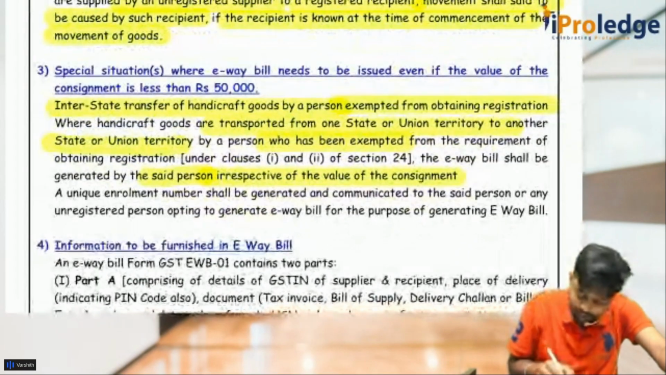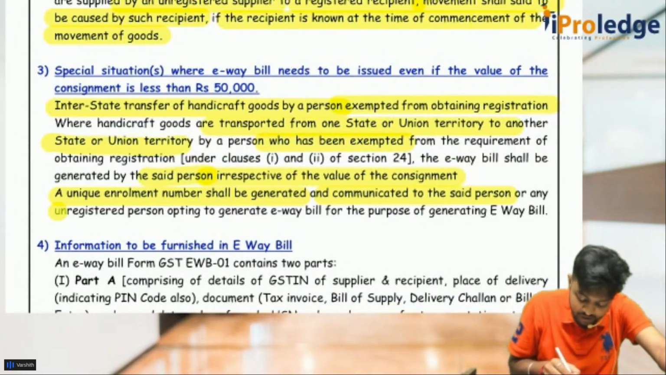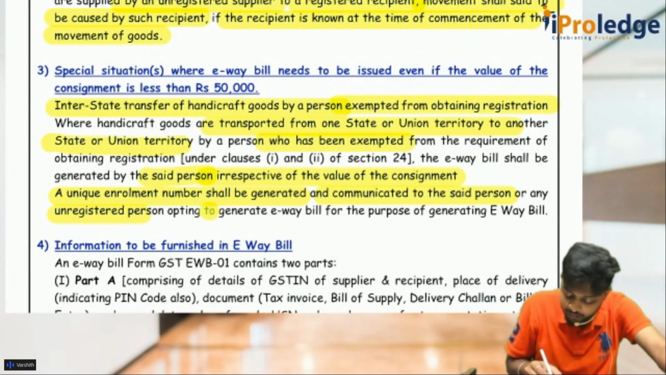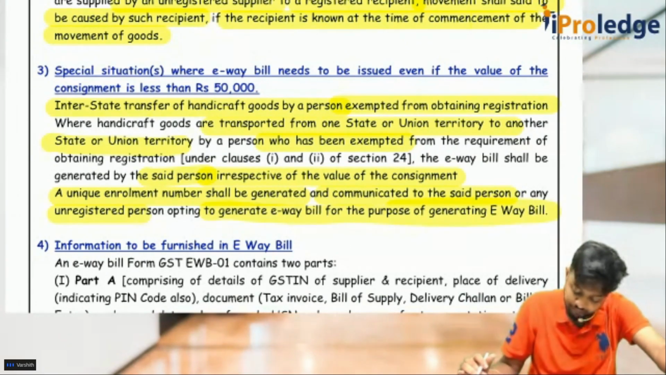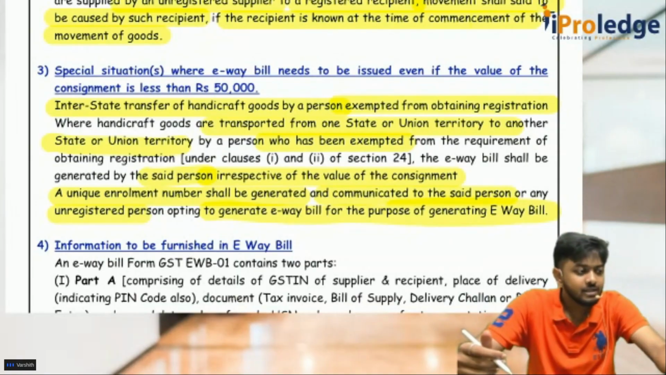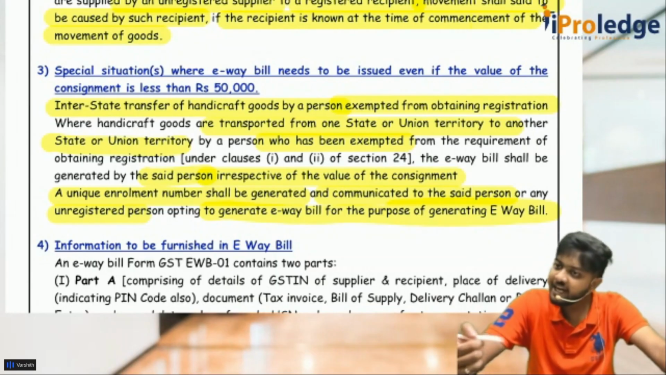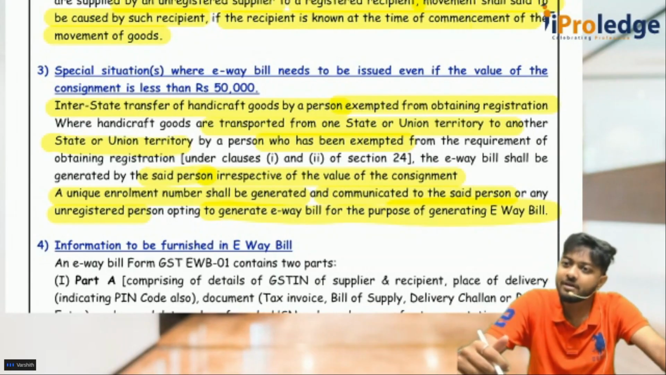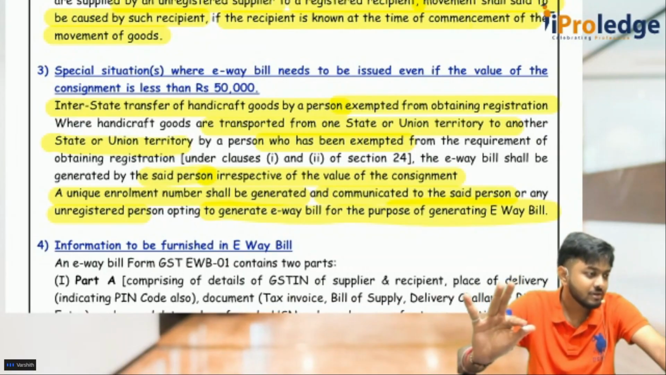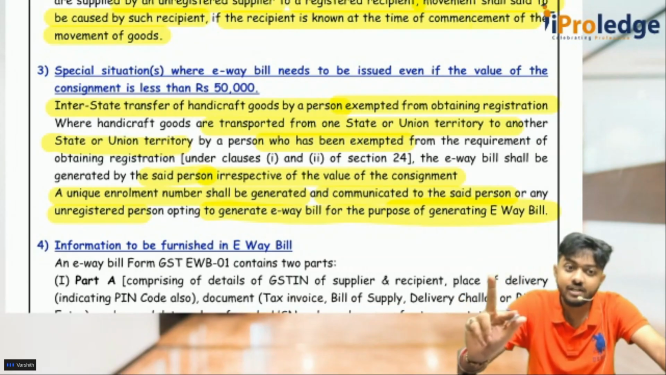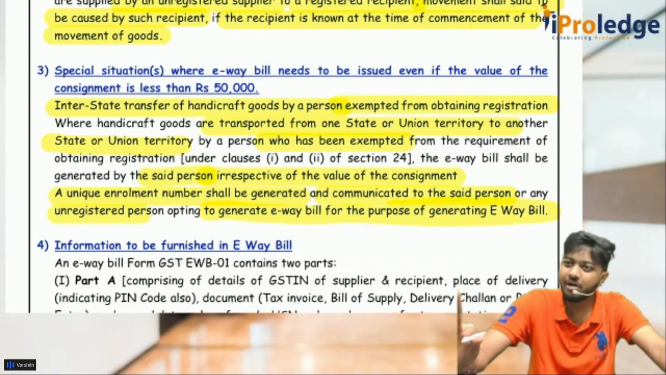A unique enrollment number shall be generated and communicated to the said person or any unregistered person opting to generate e-way bill for the purpose of generating e-way bill. Now this guy, just now we have exempted him from GST registration. How to track? If GST registration is there, I can track him. But just now I told he's exempted from registration. So they will give him something called a unique enrollment number. It is not a GSTIN. GSTIN is our 15-digit number which we have seen. This is some identification number called unique enrollment number, just to track him.